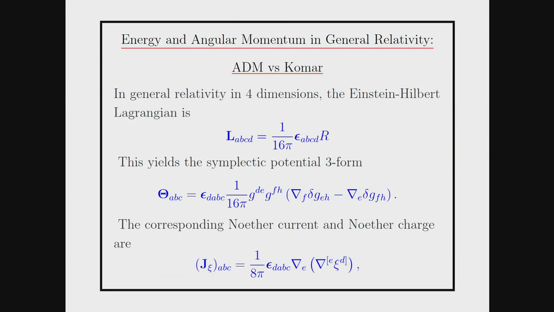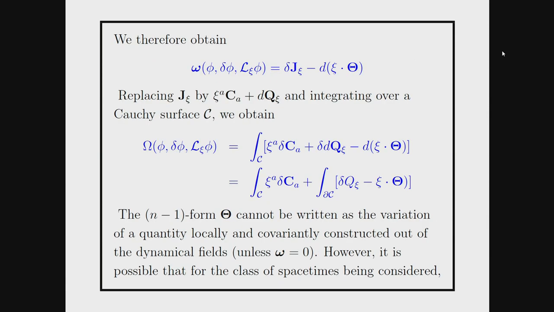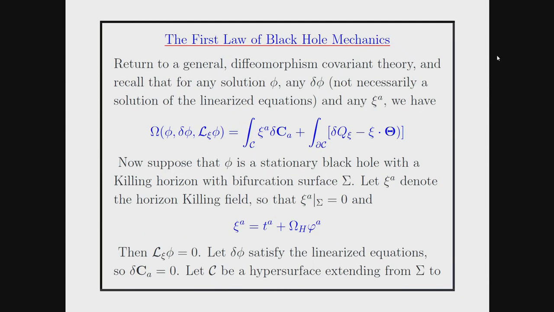Here we have this formula for omega. So this is the formula for the symplectic product of an arbitrary perturbation off of some background solution with a gauge perturbation. The Lie derivative of the dynamical fields is just how the dynamical fields change under an infinitesimal diffeo, so I'm totally justified in calling that a gauge transformation.